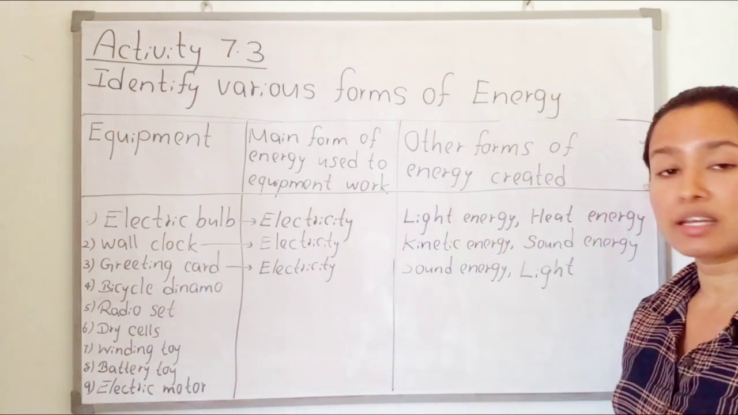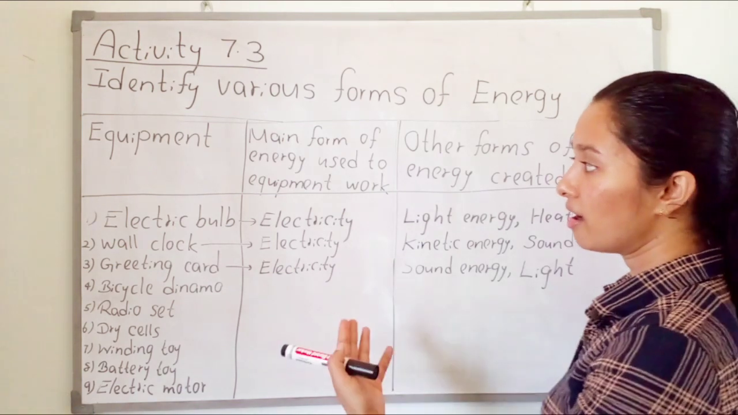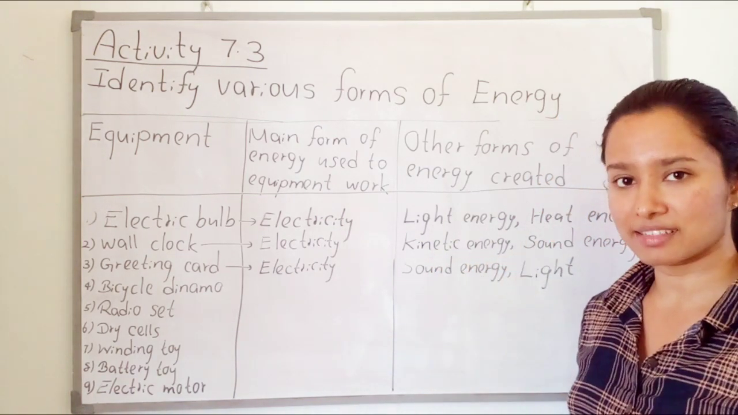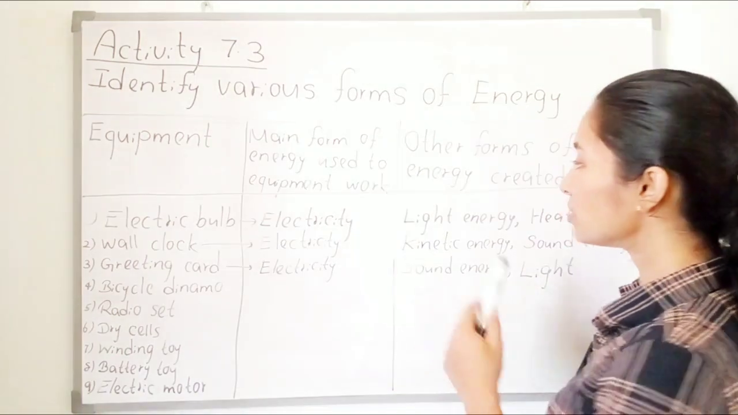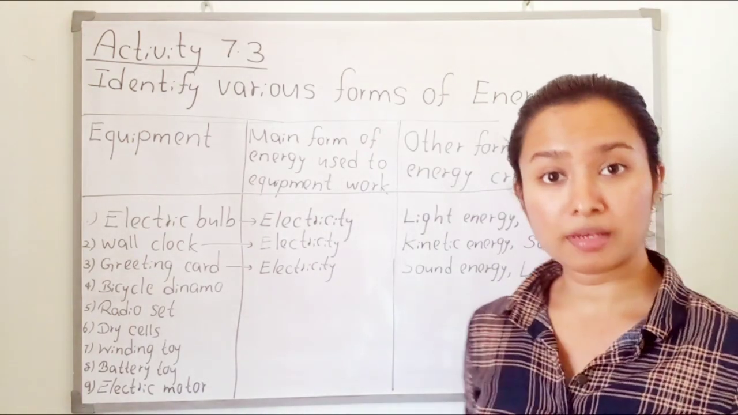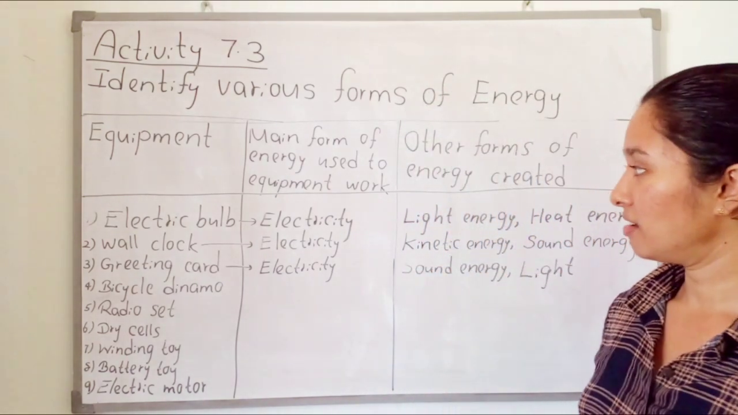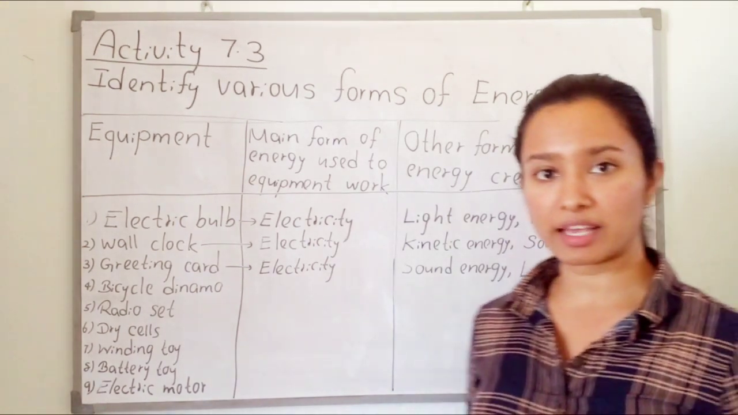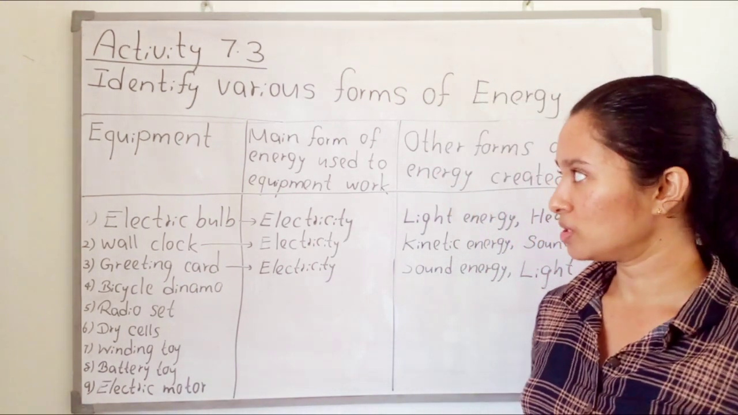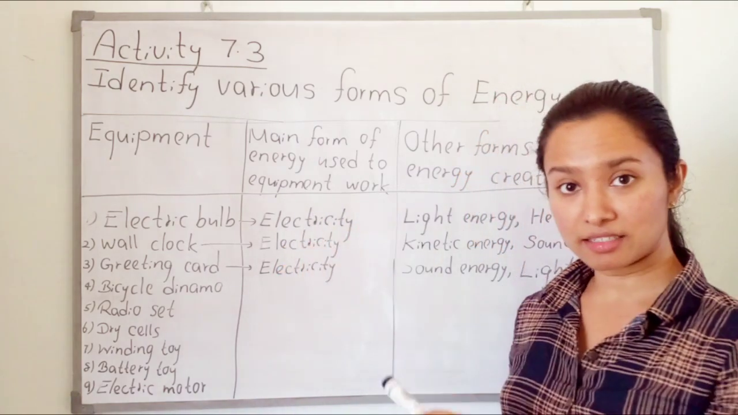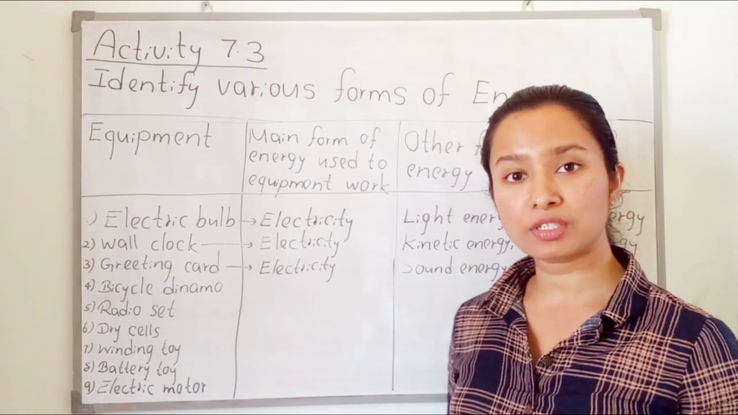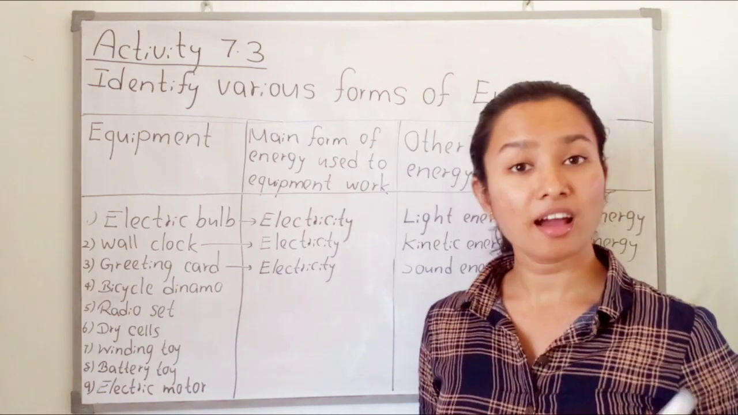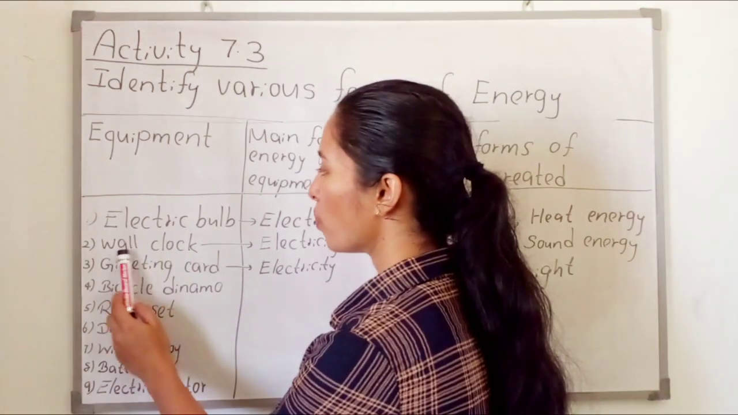Then, other forms of energy created. When we switch on the bulb, light energy is created, isn't it? And after some time the bulb will heat, so we can write heat energy also. Heat energy is also created when the bulb is working. So electricity is needed to work the bulb, and after working, light energy and heat energy are created. Understood?